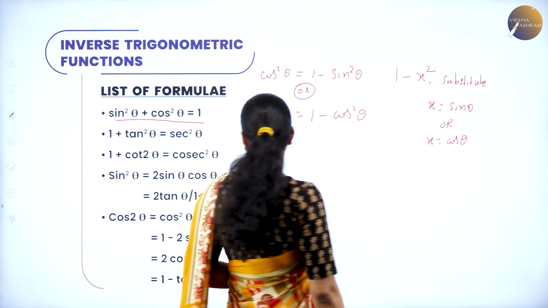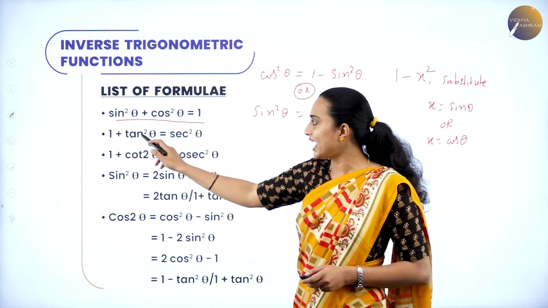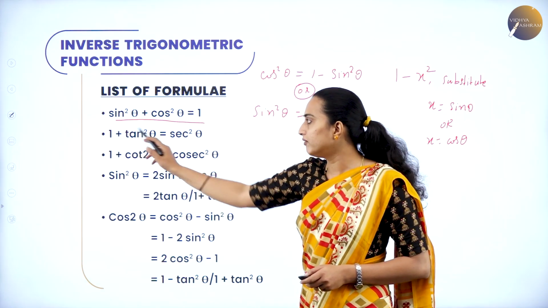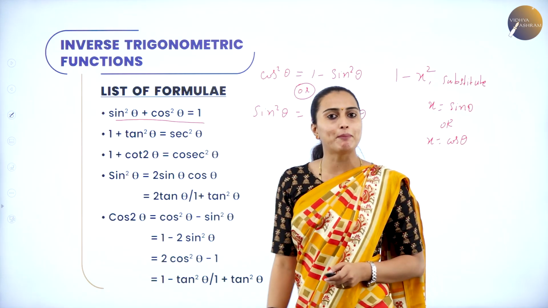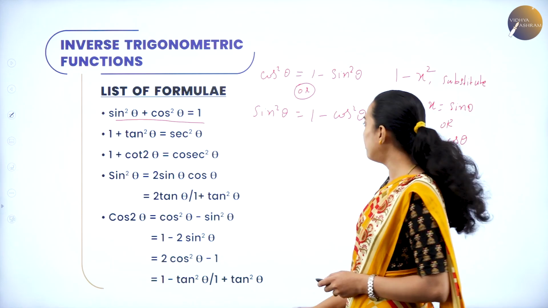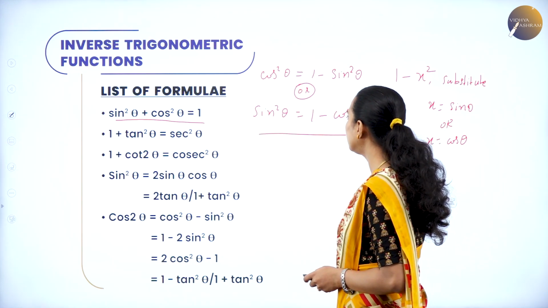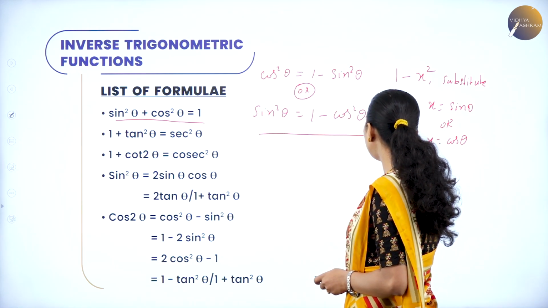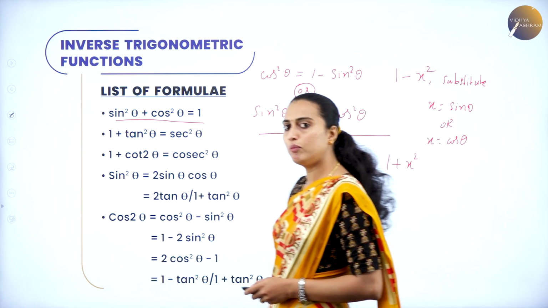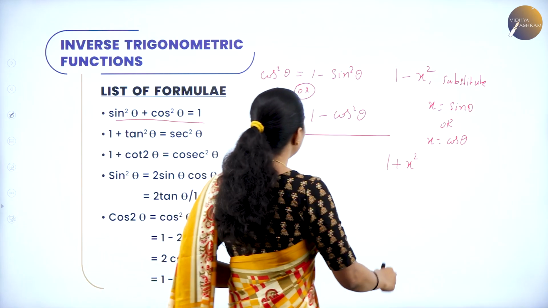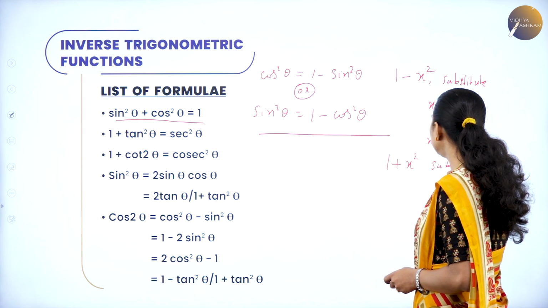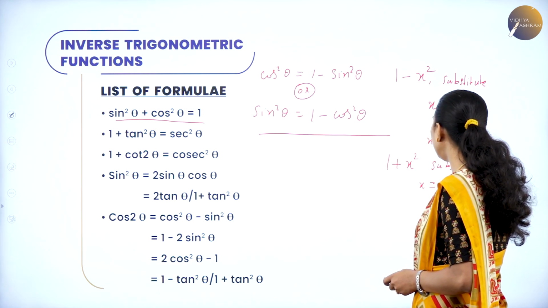Similarly, you know 1 plus tan squared theta is secant squared theta, or you can write it as 1 is equal to secant squared theta minus tan squared theta, isn't it? So if you have it in the form of 1 plus x squared, you are going to substitute x is equal to tan theta.